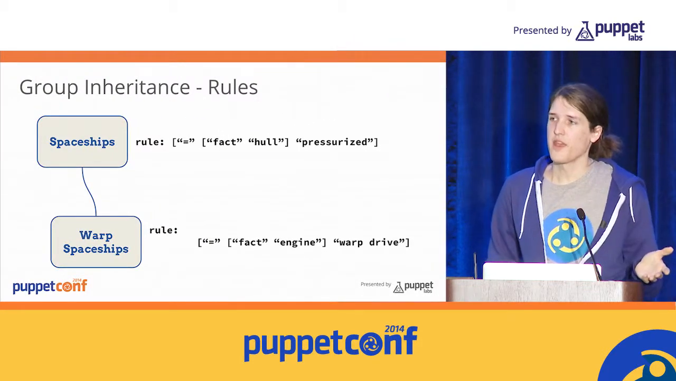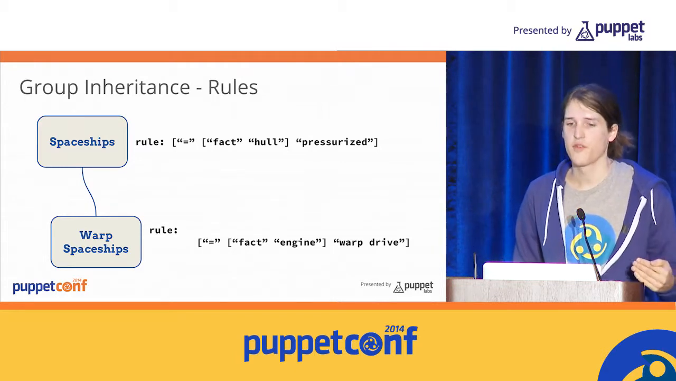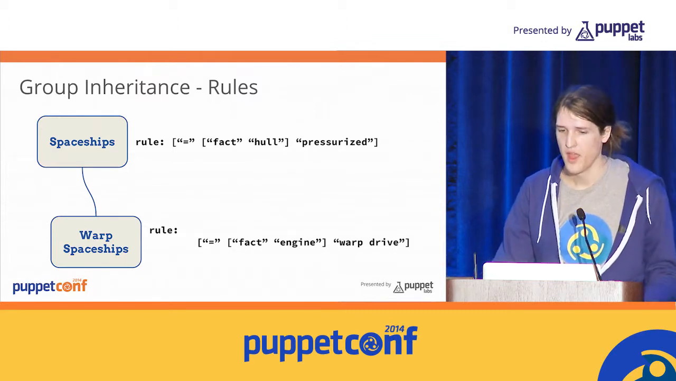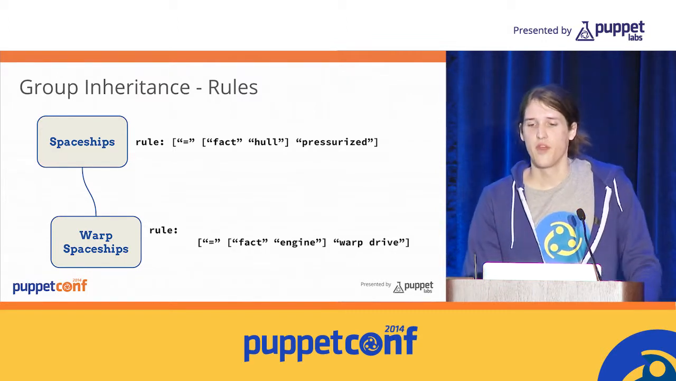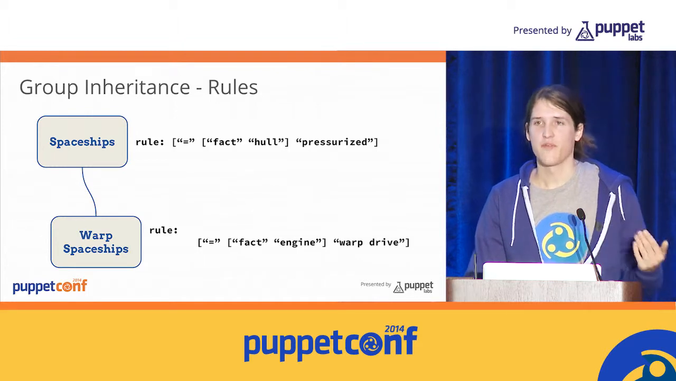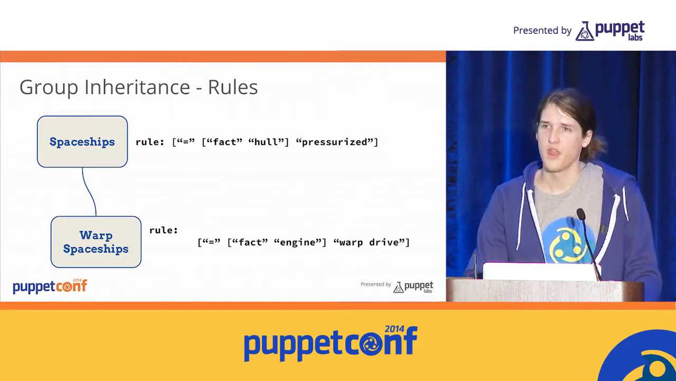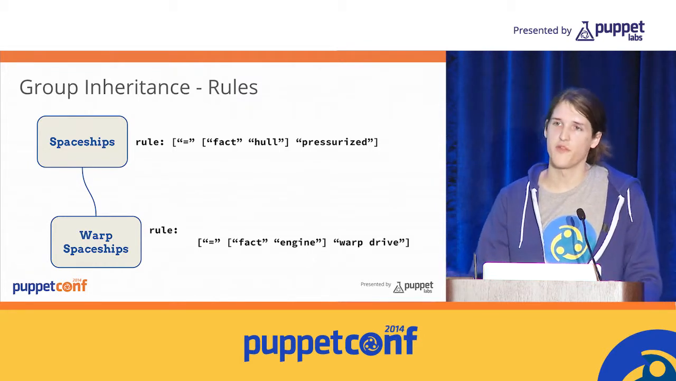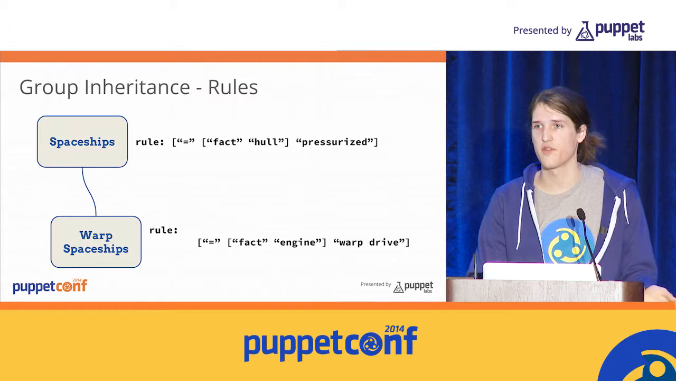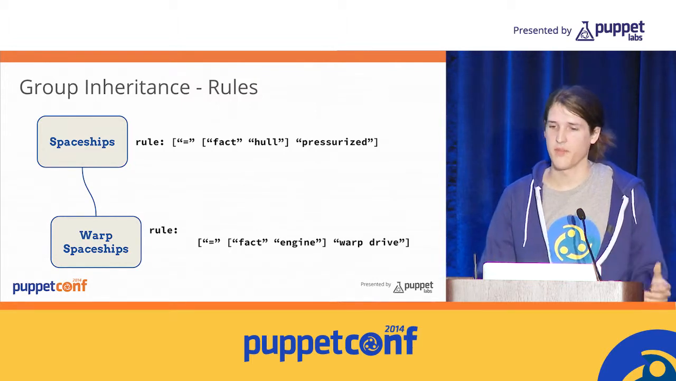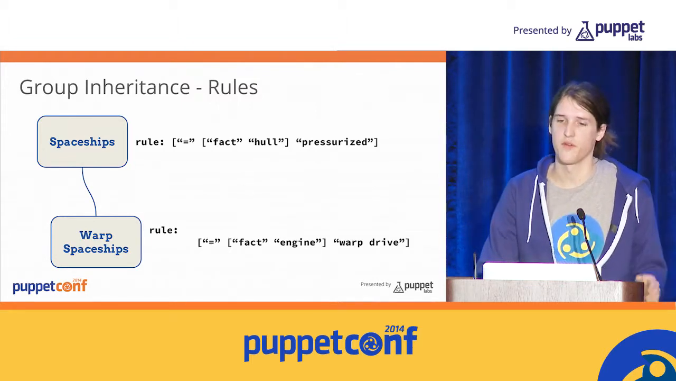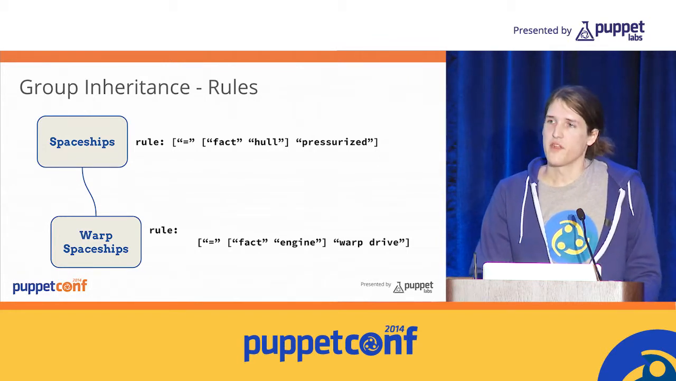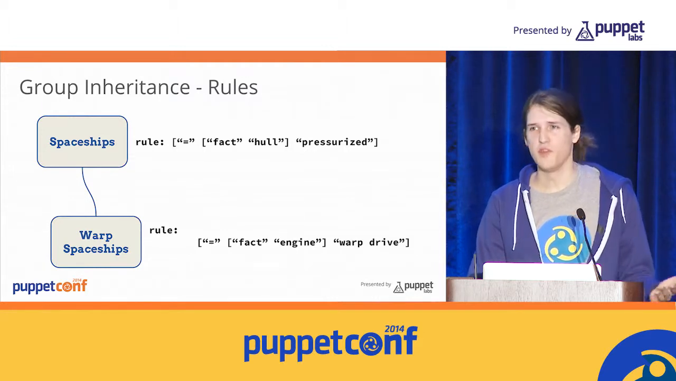Now, one slightly tricky thing is that rules are also inherited. So in the spaceships group, we're going to put nodes in there that have a pressurized hull. And then in our warp spaceships, we're going to specify that they have to have a warp drive engine. This rule syntax should look pretty familiar to you if you've used PuppetDB's query API. And in fact, they're designed to be compatible, but I'm not going to go into the specifics of how they're formed. Now, looking at just this, you might be concerned, what if we had some kind of warp dune buggy?